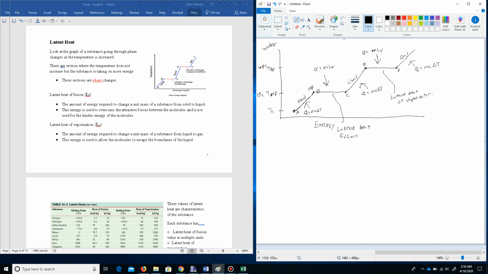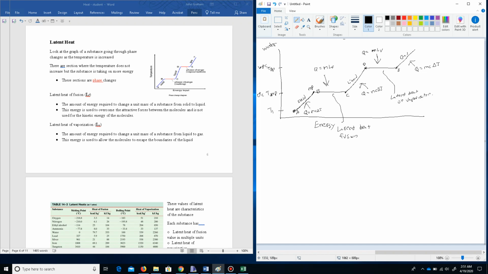So this is the amount of energy required to change a unit of mass from solid to liquid. It is using the energy, instead of raising the temperature, to overcome the bonds and break the bonds and overcome the attractive forces of the molecules. This one uses the energy to allow the molecules to escape the liquid.